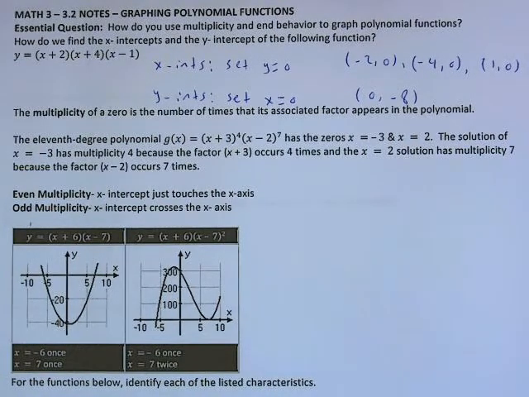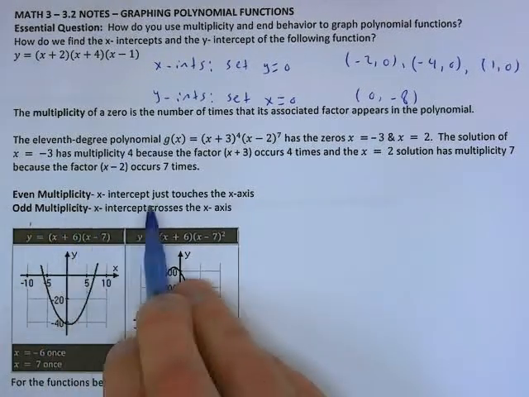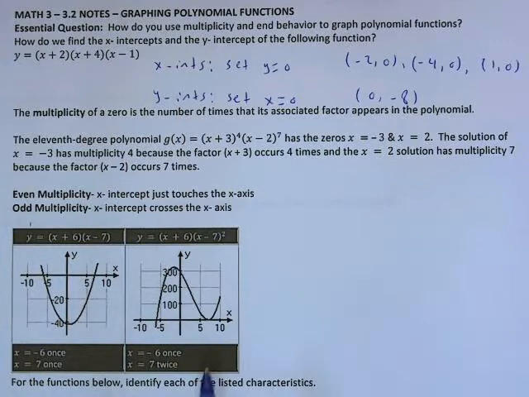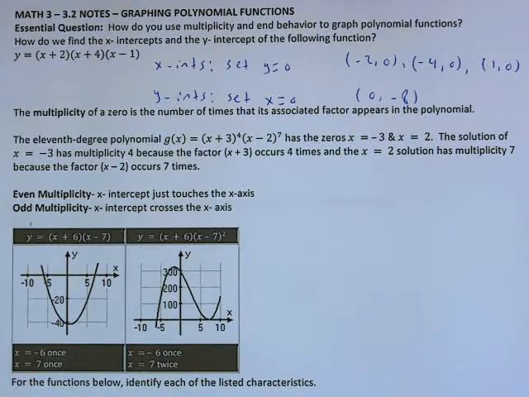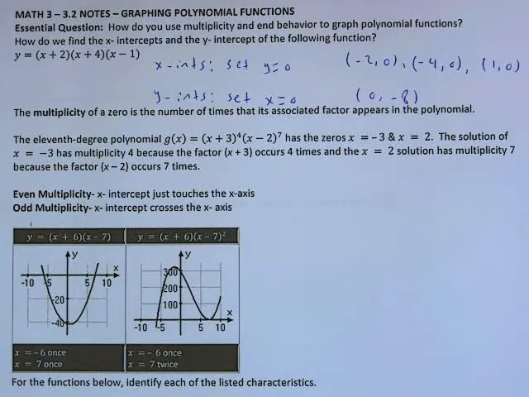Now, how are we going to use that when we're graphing? Well, if something has an even multiplicity, it's going to just touch the x-axis. In other words, it's going to look like it kind of bounces off the x-axis. An example of that would be right here. Okay, and then if it's an odd multiplicity, it's going to cross or go through our x-axis.